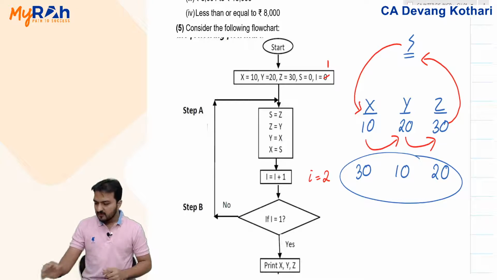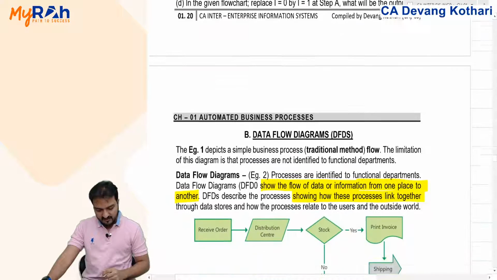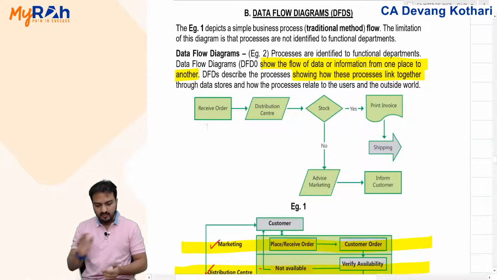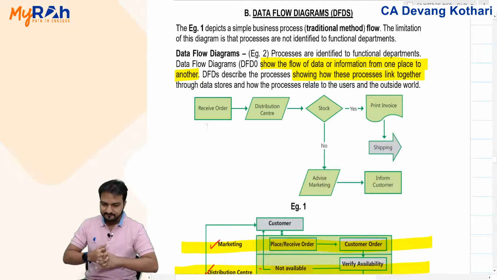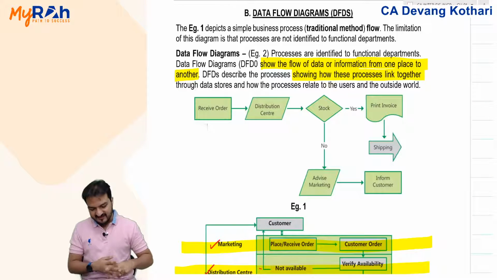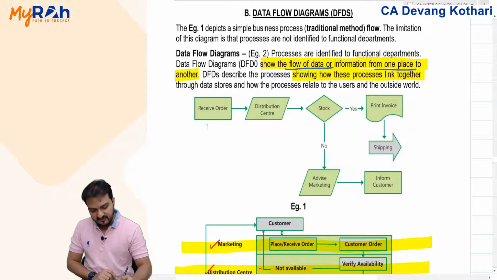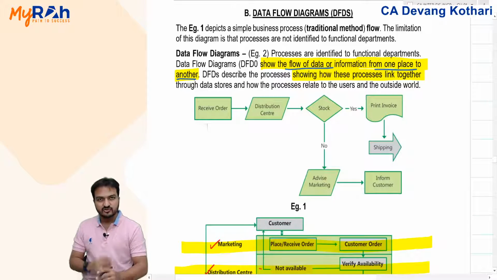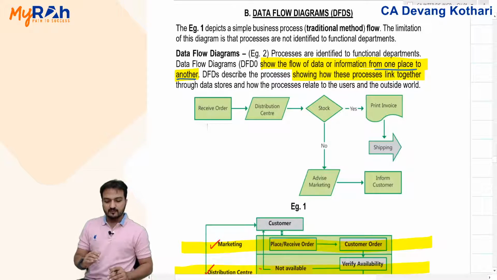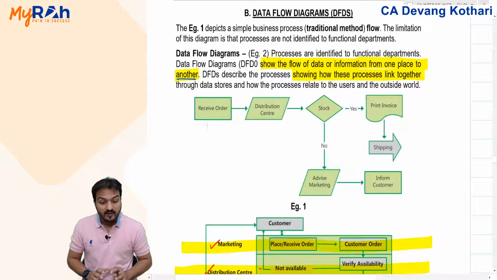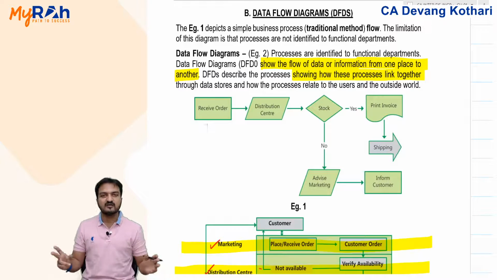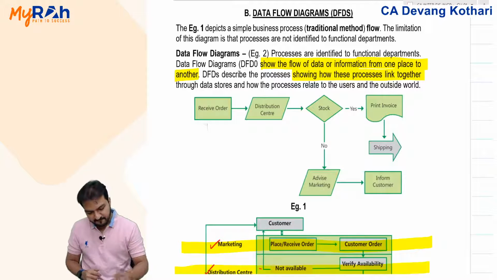Yeah. Last part is data flow diagrams. In my opinion, not very important. I'll just give you a basic definition here. A data flow diagram is a diagram that shows the flow of data or information from one place to another, not necessarily in a software. It is flow of data anywhere in the company for any business process.